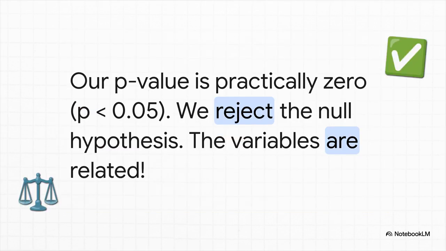So back to our airline mystery. With a surprise score that high, our p-value is, well, it's practically zero. It's way below that 0.05 line in the sand. So we follow the golden rule. We confidently reject that no connection idea. The verdict is in. There absolutely is a statistically significant relationship between ticket type and trip type. Case closed.